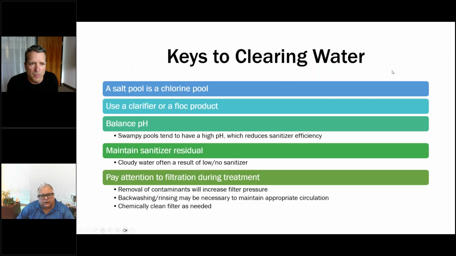So keys to clearing water. Salt pool, remember, is a chlorine pool. Use clarifiers, use flock products, balance your pH, make sure you have a sanitizer residual, shock the pool, pay attention to the filter, check your programming. All of these things you would do on any pool that turns cloudy, and that's kind of the point: clearing a saltwater pool is no different than clearing any other pool, but you have to be willing to go outside of just relying on that cell to do all of the work for you.